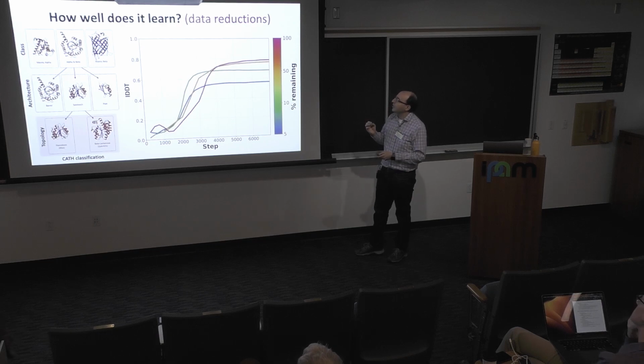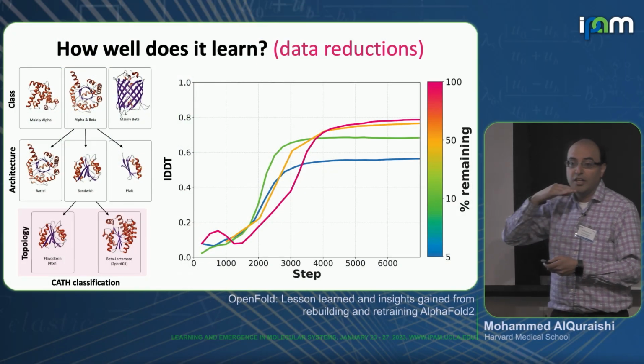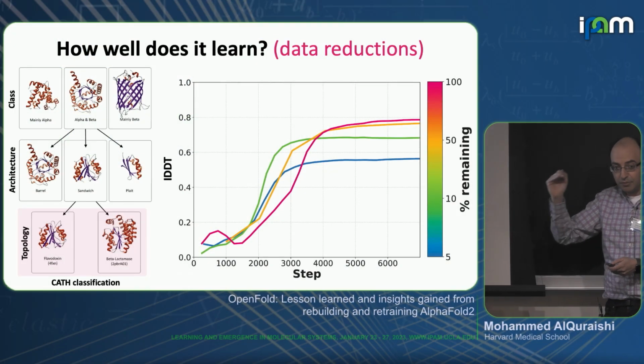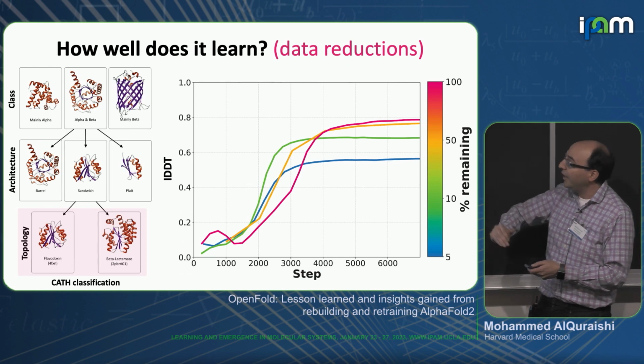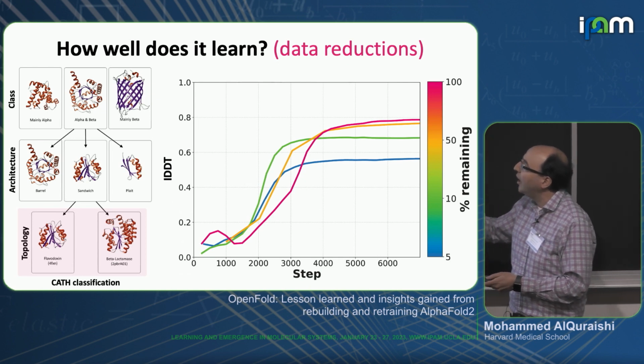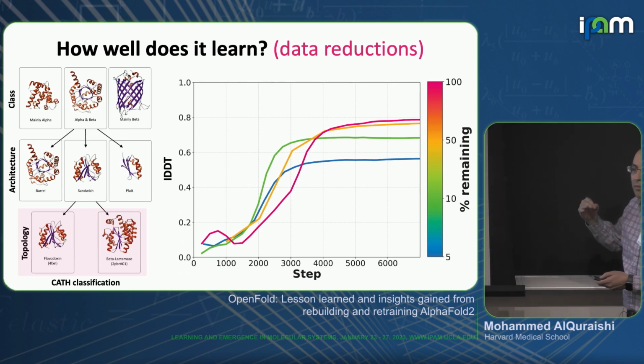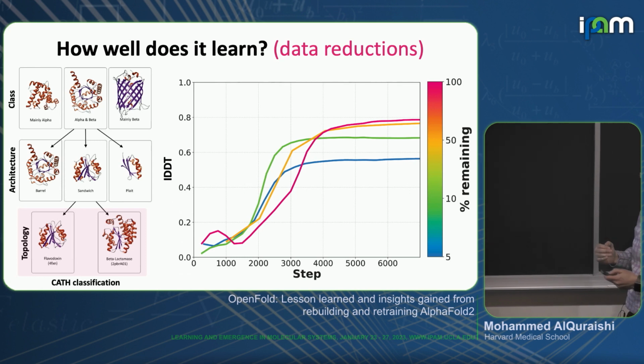So again, what's really interesting here is that you go down to 5% of the topology level, which is a pretty severe restriction. We only have 5% of the topologies in the PDB, and then we're assessing generalizability on the remaining 95%. And again, this is a model that is comparable, I would say, to the first AlphaFold, maybe a little bit worse, but not catastrophically worse.